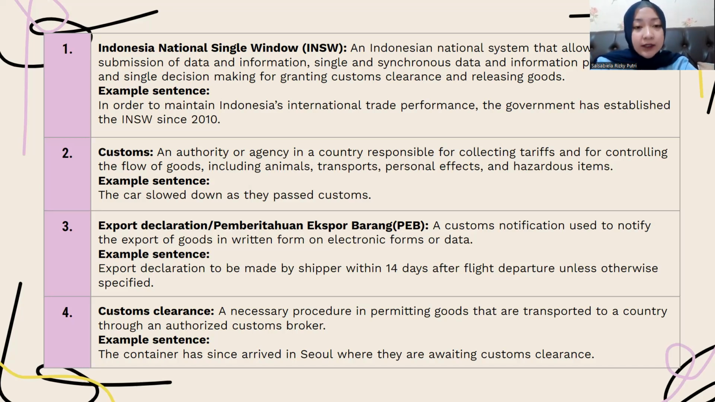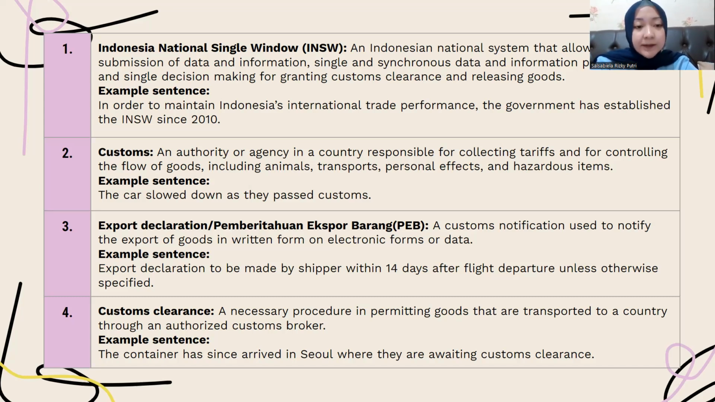And second is customs. Customs is an authority or agency in a country responsible for collecting tariffs and for controlling the flow of goods, including animals, transports, personal effects, and hazardous substances. The example sentence is, "The car slowed down as they passed the customs."